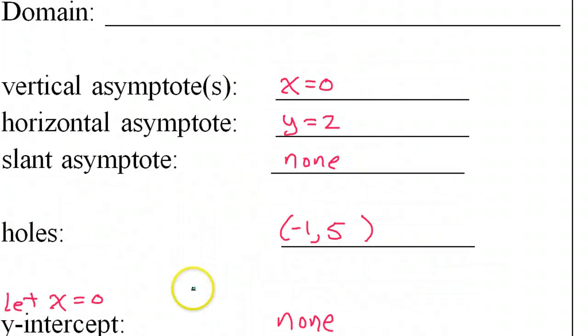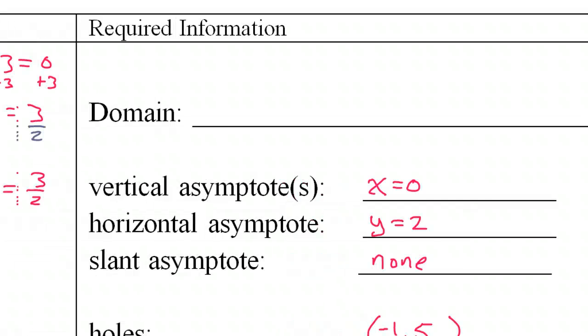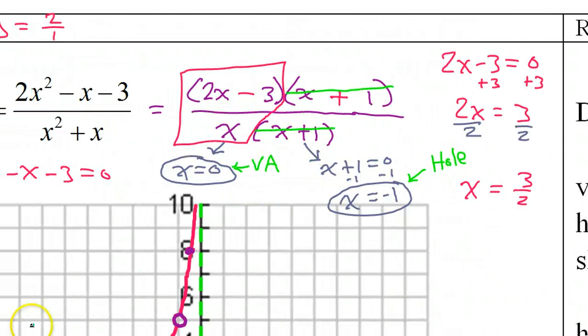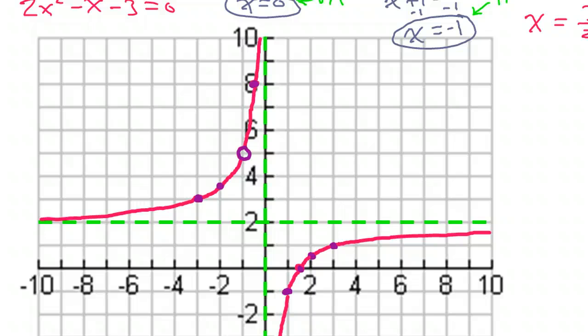Is that it? Oh, the domain. I almost forgot. Got to be careful. I have these 2 branches, but the left branch is cut into 2 pieces by this discontinuity, the hole. So I actually have to say the domain in 3 pieces. Now remember, the domain is strictly x values, so focus your eyes on the x-axis.